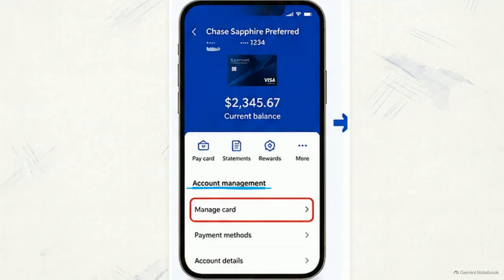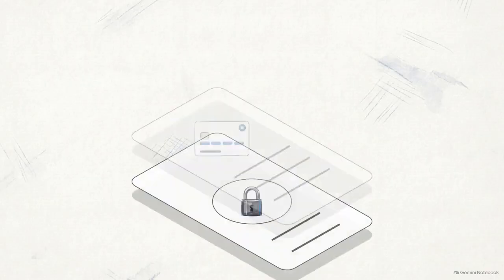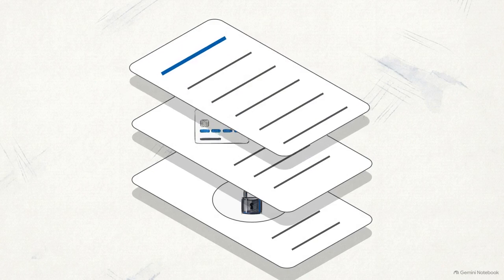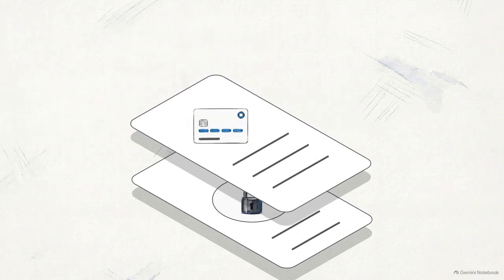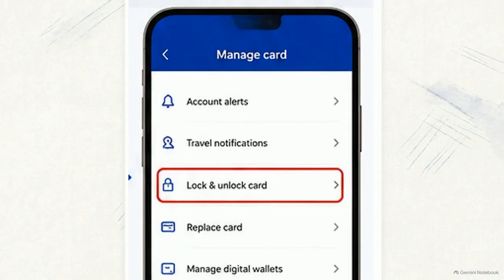Scroll down to the Account Management section. This area serves as the central hub for altering the structural settings of your card. Tap the Manage Card option. Nesting these powerful security toggles deeper inside a card-specific menu ensures that you won't accidentally lock an account while just browsing your general balances. This screen shows the Manage Card menu.